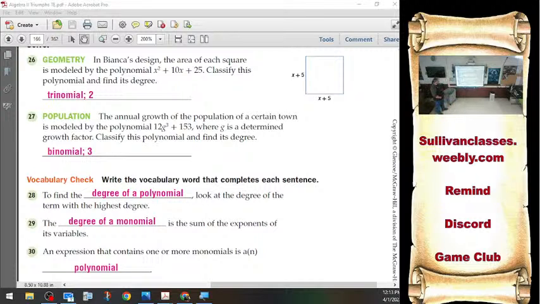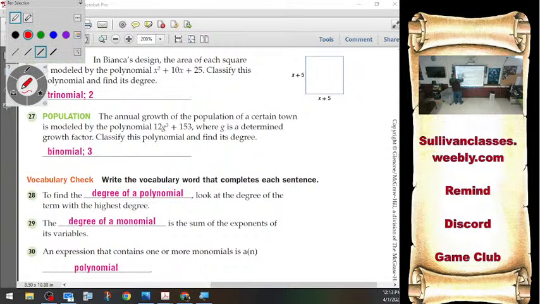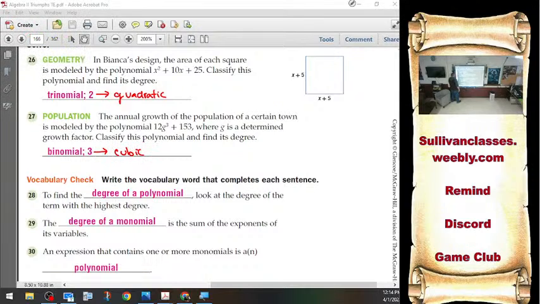Number 26 and 27. Notice that both of those had a single variable. So those will get the special names. What is something degree 2 called? Quadratic. There you go. Cubic. And cubic. Remember that if they had one variable, then they get special names.